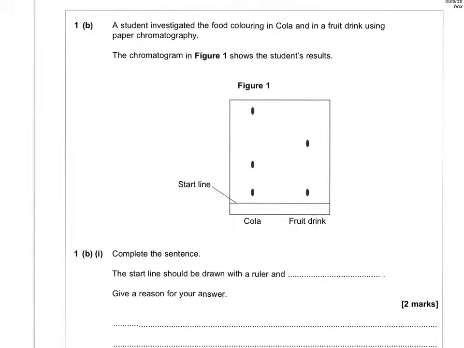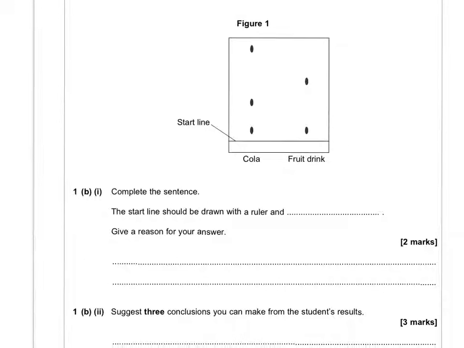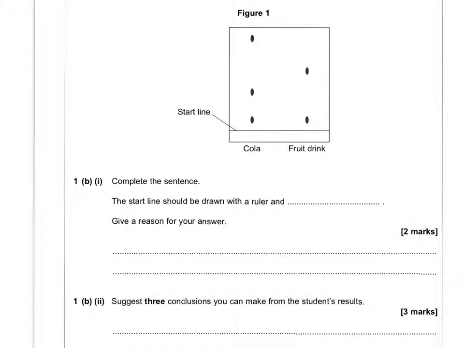Part B. A student investigated the food colouring in cola and a fruit drink using paper chromatography. Nice, straightforward. It says the start line, which is here, should be drawn with a ruler, and I think it's pretty obvious. We've always done it in class. We always use the same piece of equipment.